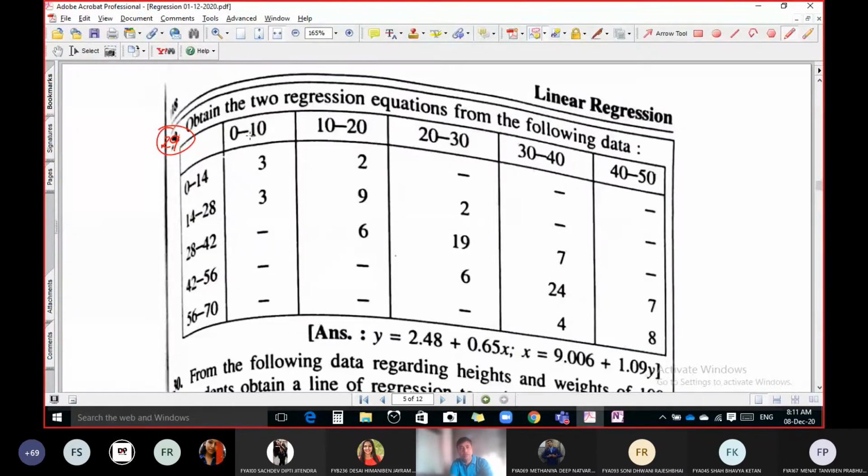Question number 29. Obtain the two regression equations from the following data. Let us assume we have the same information. You can consider this as marks in accountancy and marks in statistics, and that data is given. What does this 3 indicate? There are 3 students having marks in accountancy between 0 to 14 and marks in statistics between 0 to 11, like that. So we have this information, and now we want to find out the correlation.